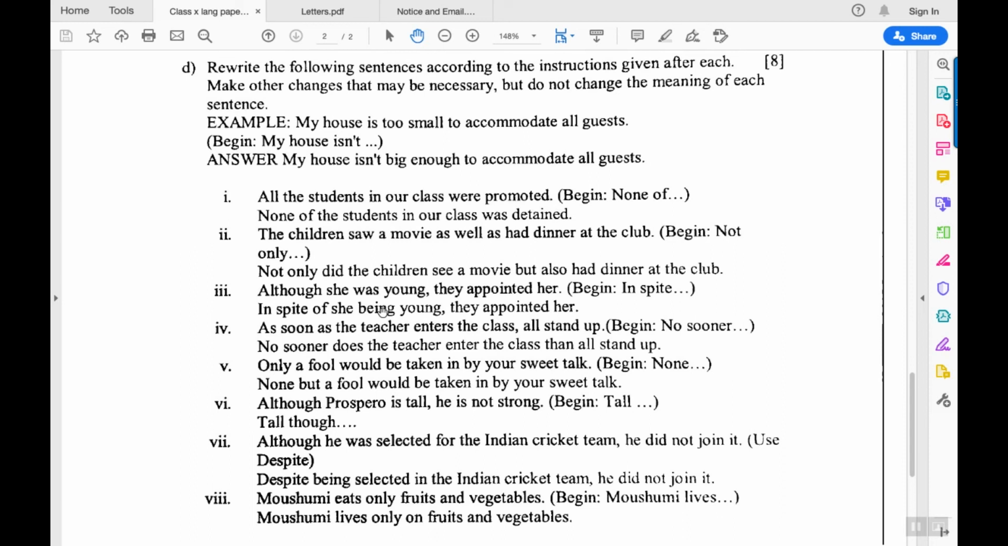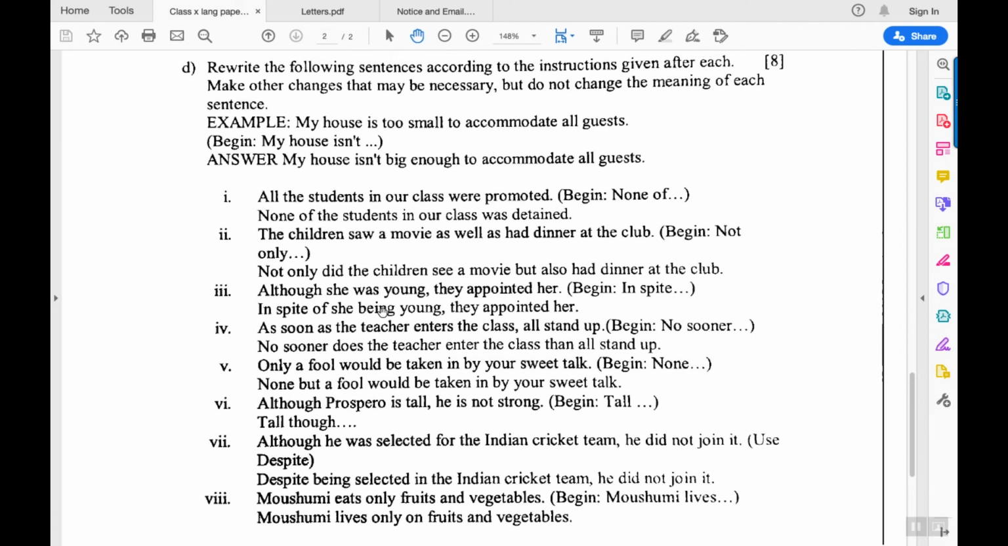All the students in our class were promoted. Begin with none. None of the students in our class was detained. It cannot be failed because failed also relates to a single subject, and it cannot be demoted. Demoted means from class 10 you go back to class 9. It has to be detained.